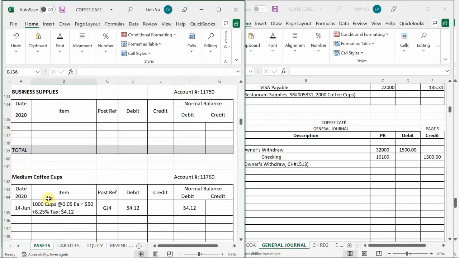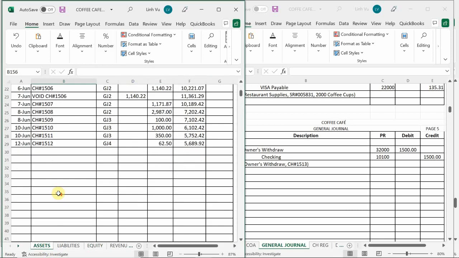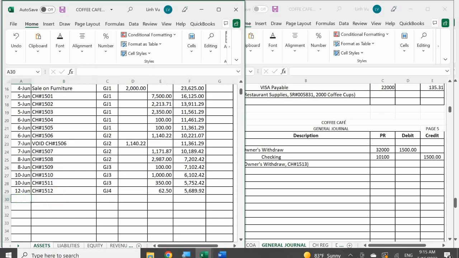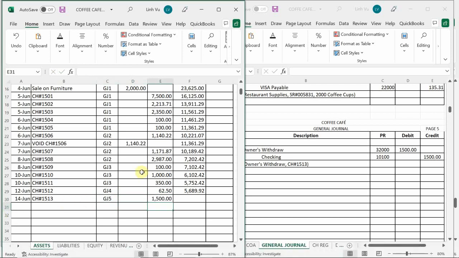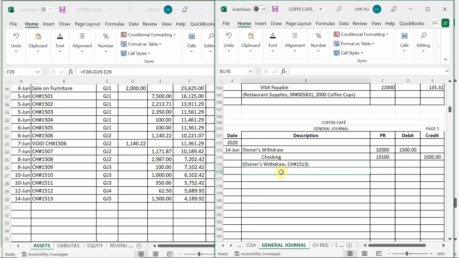We also need to update our checking account because we just took more money out from the checking account. So it's the 14. We took out check number 1513, which will decrease my account by $1,500. So that means how much am I left over with? $4,189.92. No bueno. Okay? So in this case, we can stop here.